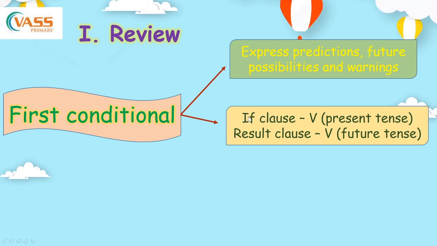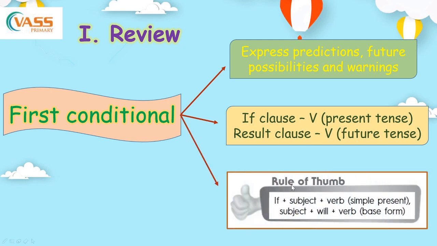If the if clause is first, we have a comma. If the result clause is first, we do not have a comma. All right? And rule of thumb, this is how we make it. If, the subject of our sentence and verb, and this will be in simple present. So this is our if clause on the top line. And see, we have the comma. The bottom line is our result clause. Subject, so the same subject, will, verb. Okay?